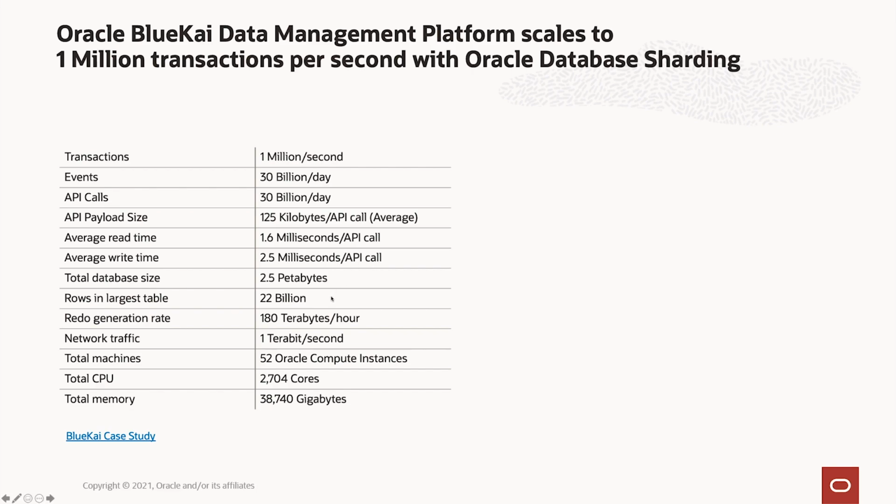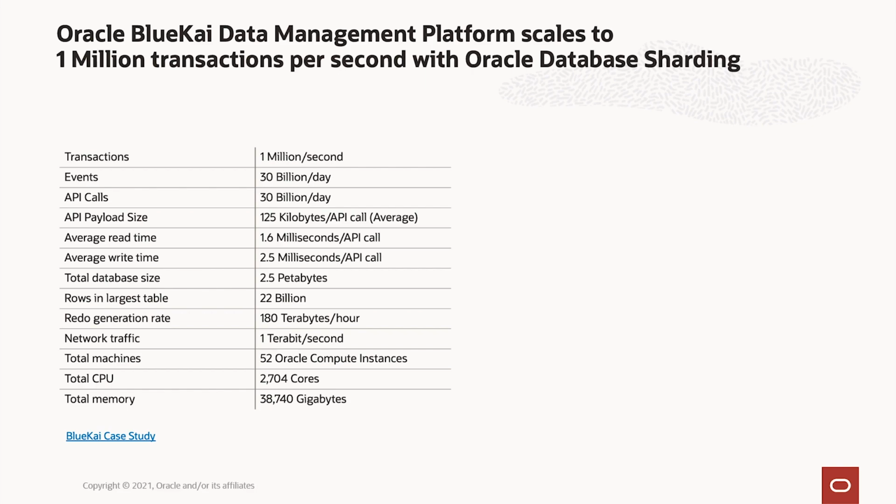The largest table has 22 billion rows. Because it's a write intensive application, they are generating 180 terabytes per hour of redo log. I mean, that's a pretty big rate if you think about it. All of this is running on 52 Oracle compute instances in Oracle Cloud. These are some of the big machines we make. The total number of CPUs across all these machines is 2,704 cores, and the total memory is 38,740 gigabytes.